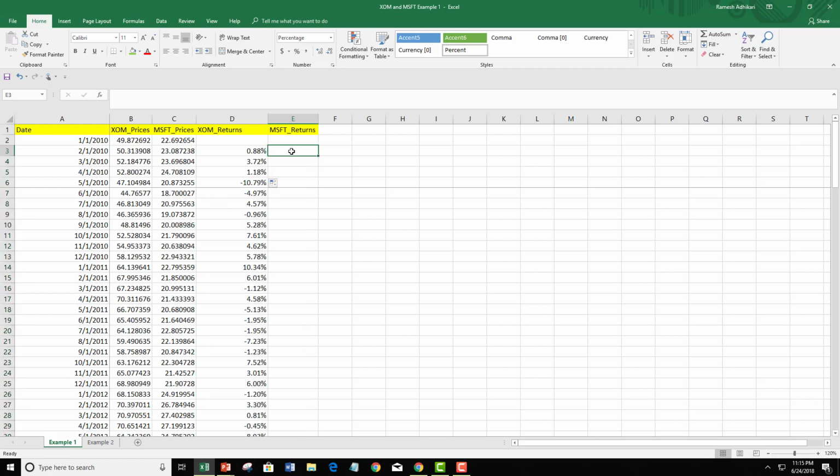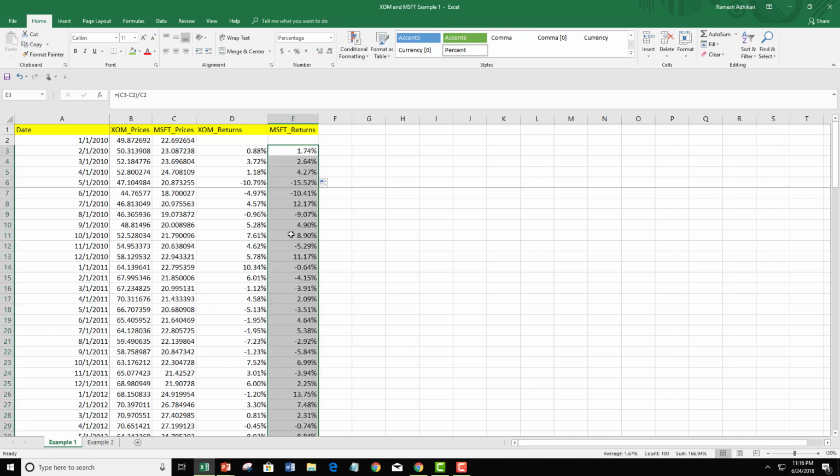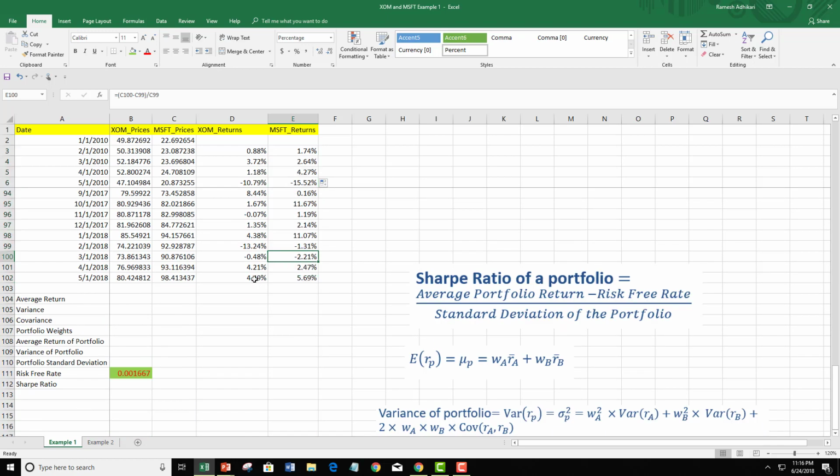So similarly, I can compute simple return for Microsoft, which equals the current price minus the previous month price over the previous month price, and then I can double click on the square box, and now I have the historical return series. So once I compute this, now I can move further.